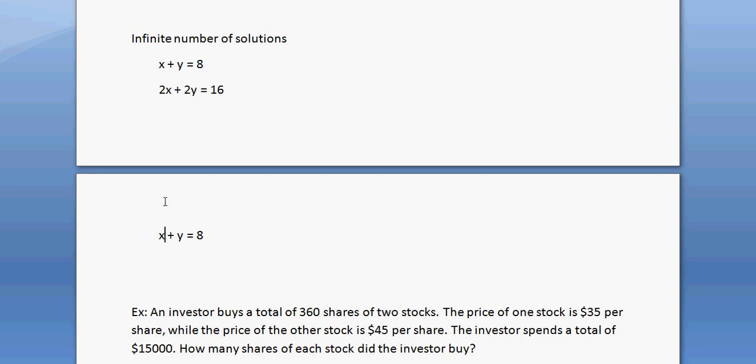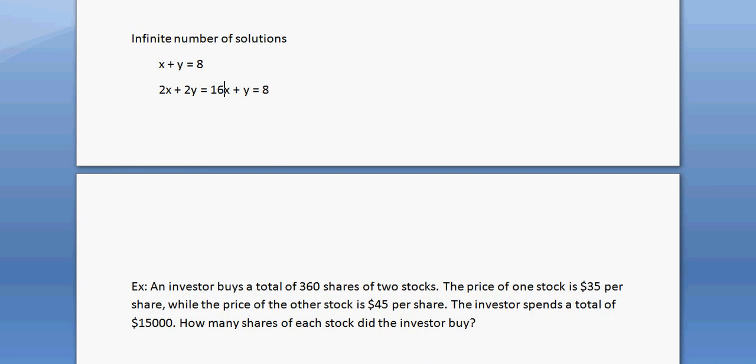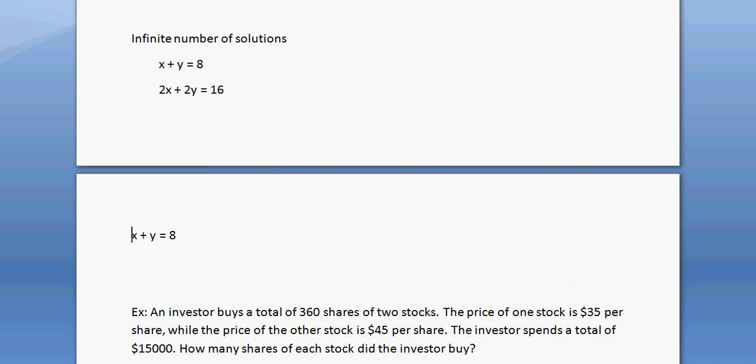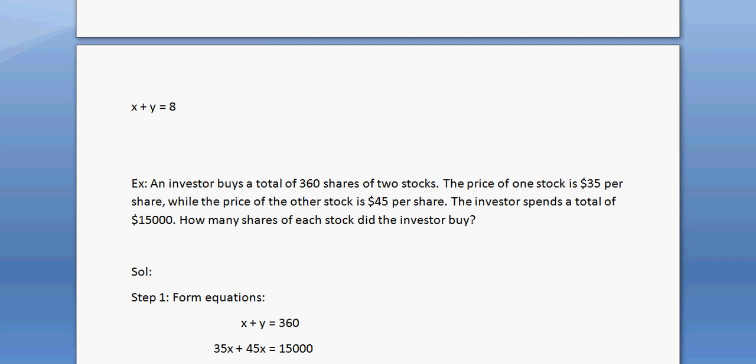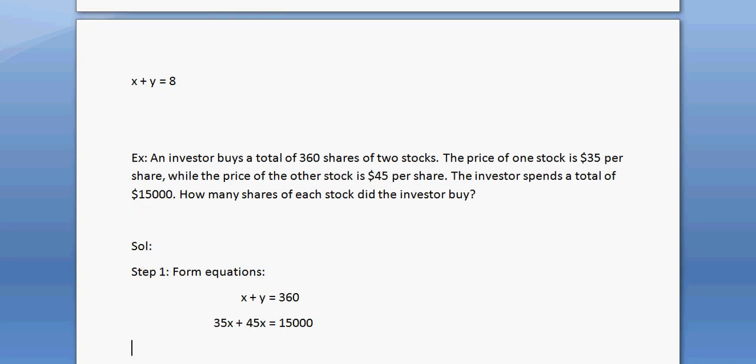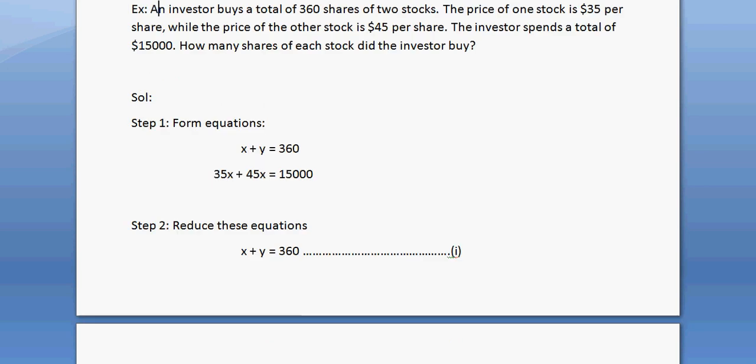Now this is secondary. A question might or might not come from this concept. The important thing which comes each year from this chapter is the word problem, right? There is a word problem which would be given and you have to find the solution. So let's look into how to solve word problem questions. A problem like this might appear in your CSAT exam, which says an investor buys a total of 360 shares of 2 stocks.